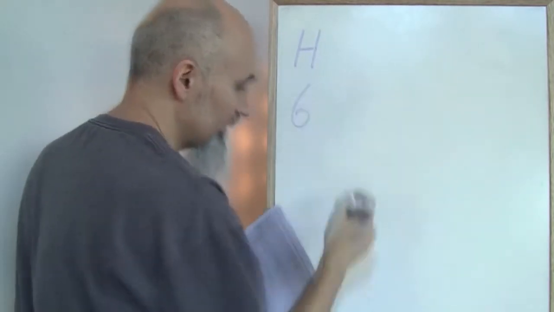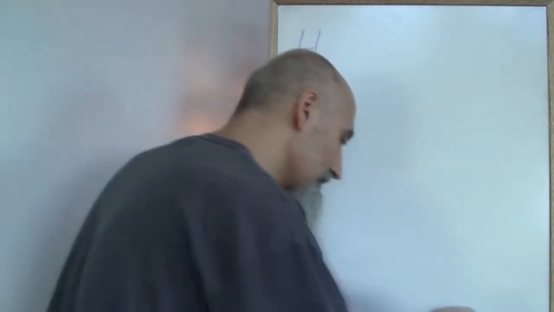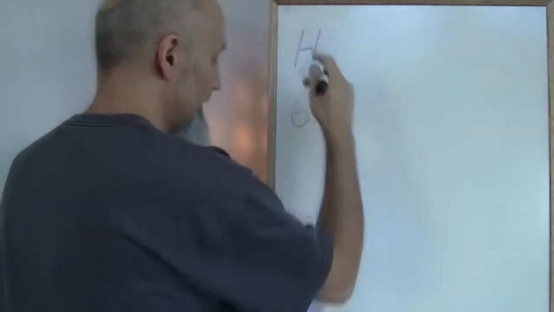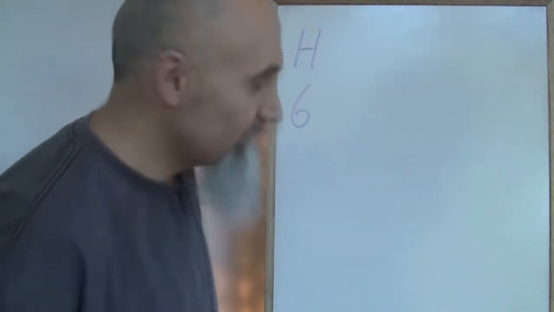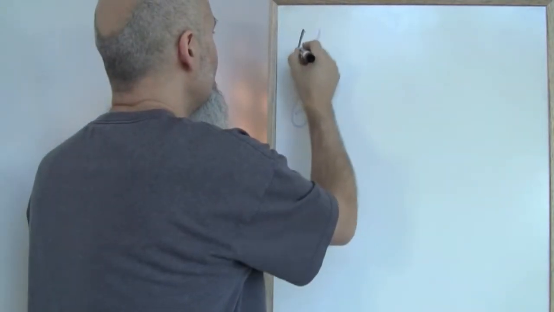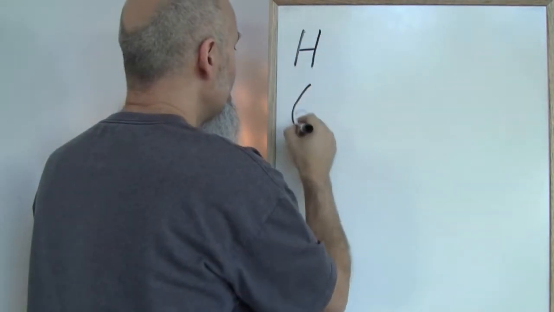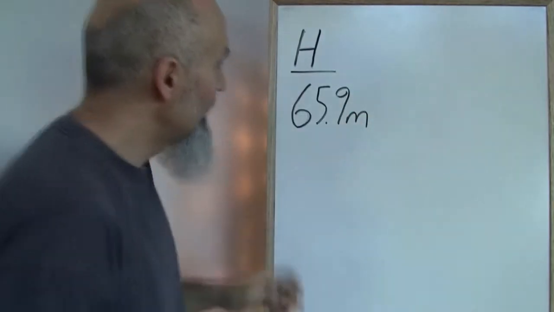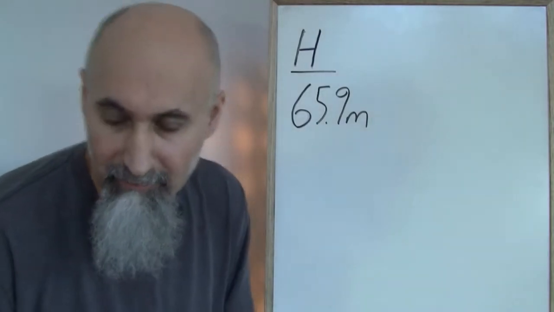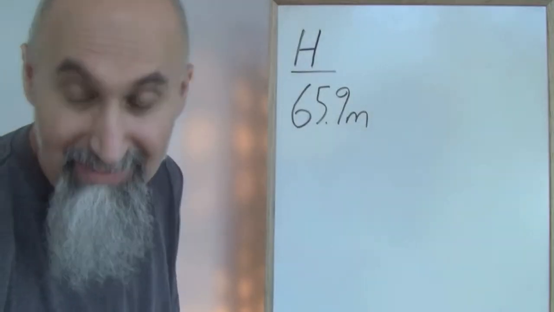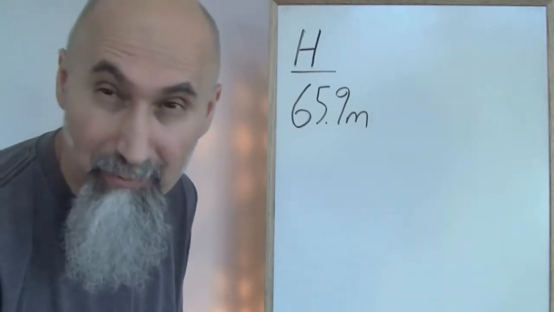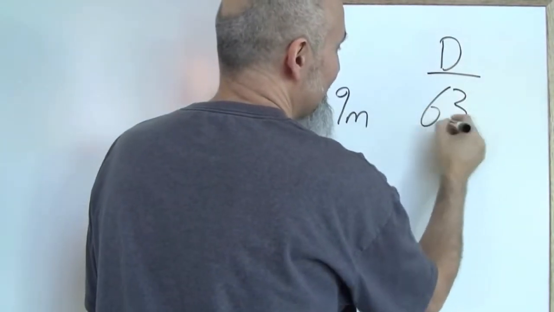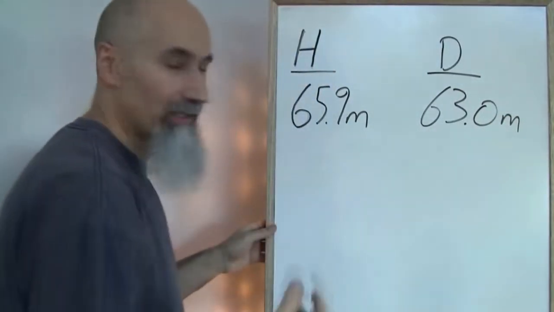65.9. This isn't dark enough. Let's do this in black. So 65.9 million voted for Hillary Clinton. For Donald Trump, 62.9, well, 63.0 million voted, right? So Donald Trump we'll call D, and 63.0 million, if we're rounding up.